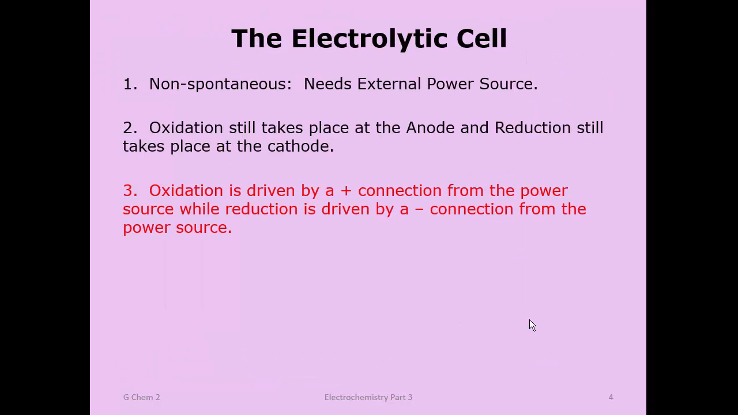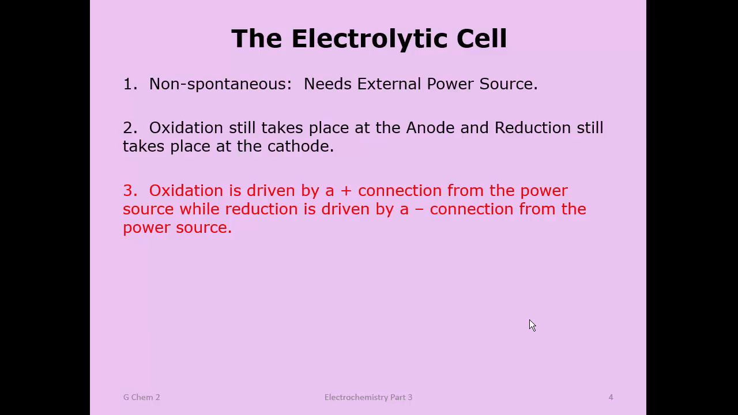So the keys to the electrolytic cell are: one, it's non-spontaneous. You need an external power source, whether that be an outside battery or a socket or an outside power source of some sort. Again, oxidation takes place at the anode, as it did in the voltaic cell. Reduction takes place at the cathode. The difference is oxidation is driven by a positive connection from the power source, while reduction is driven by a negative connection from the power source.